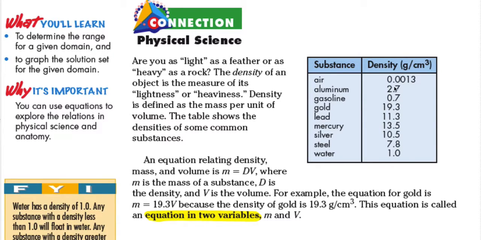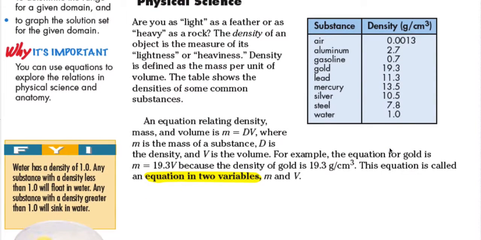Air's density is 0.001 grams per cubic centimeter. Aluminum is 2.7 grams per cubic centimeter, and so on and so forth. Water is 1 gram per cubic centimeter. Gold has a very high density of 19.3 grams per cubic centimeter.